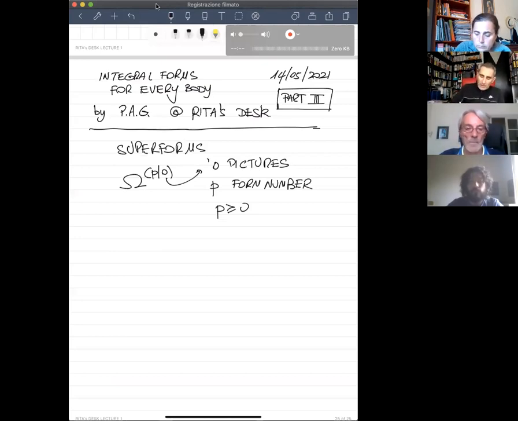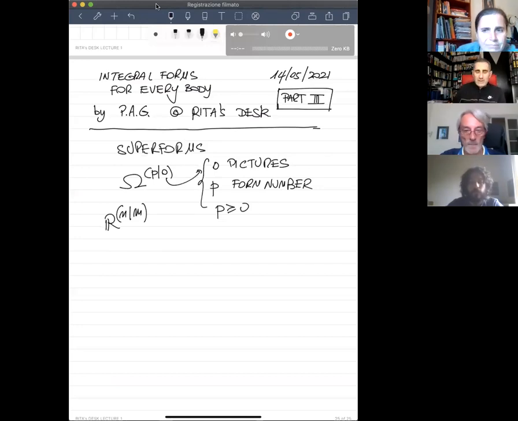So the superforms are the usual forms written in the basis of dx and d theta. I'm still keeping as a basis of my space R^{n|m}. So this is my reference superspace, which is just a local description of my supermanifold. I'm always working on a local patch in this talk. I will not talk about the global issues anyway. So these are the superforms.